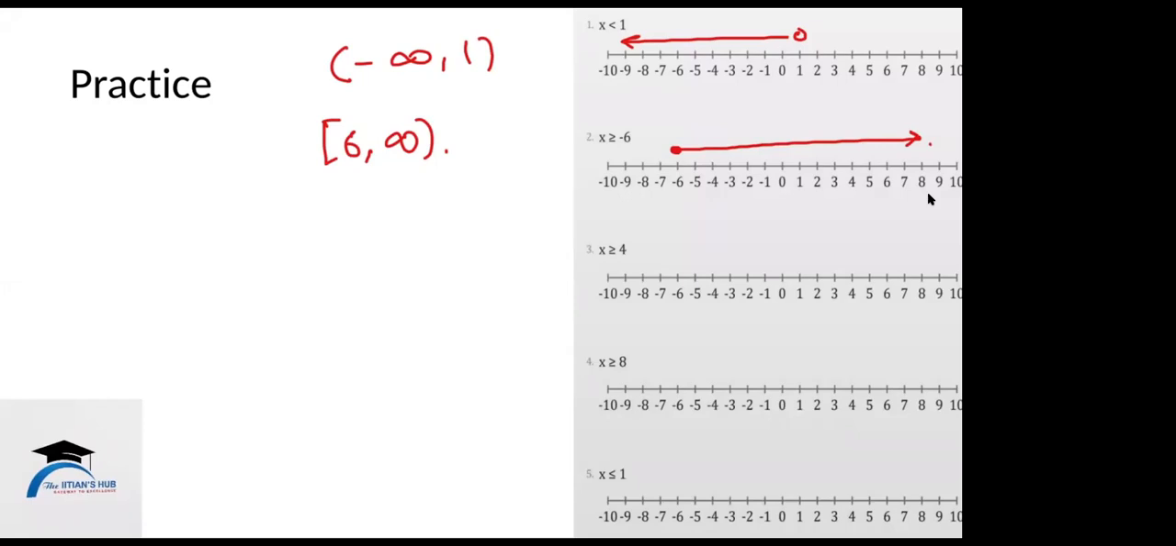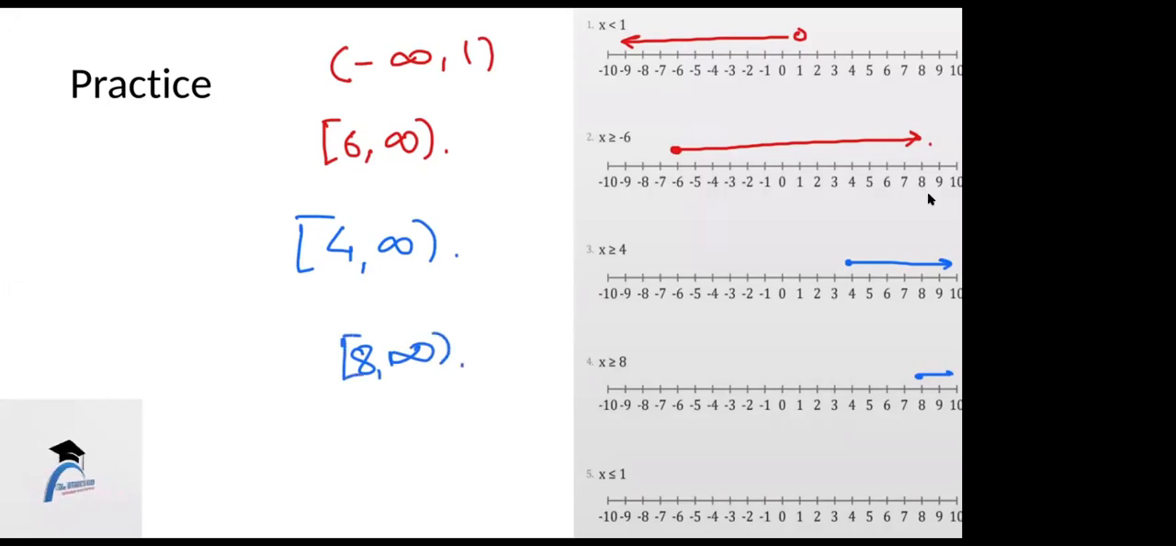x greater than or equal to 4. Here it is equal to 4, so going from 4 to infinity, 4 closed, infinity open. Greater than or equal to 8, 8 closed to infinity. Again, the same pattern. x less than or equal to 1. This is 1, and going to minus infinity to 1. Hope everyone is getting this. How many of you got the right answer? All correct? Please write down yes.